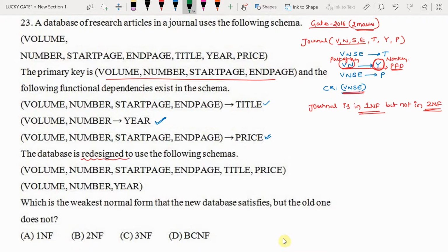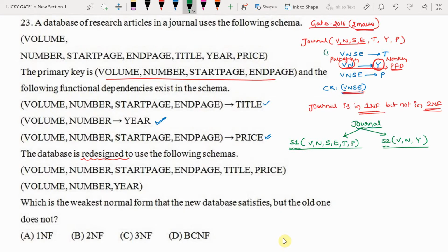Now, the journal is redesigned to use two schemas. The first schema, I am calling schema 1, is volume, number, start page, end page, title, price. This is one schema. And another schema is volume, number and year. Now we have to decide the normal form of each of these schemas. How to decide the normal form of a relation? The normal form of a relation is decided based on the functional dependencies. Now the functional dependencies of S1 and S2 you can get from the functional dependencies of the journal.